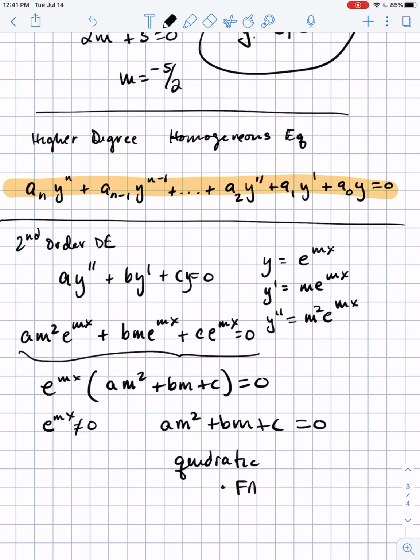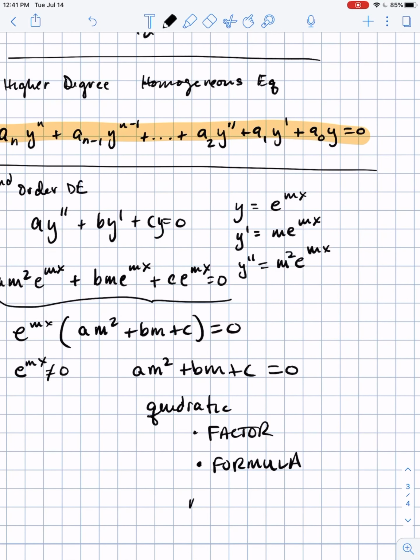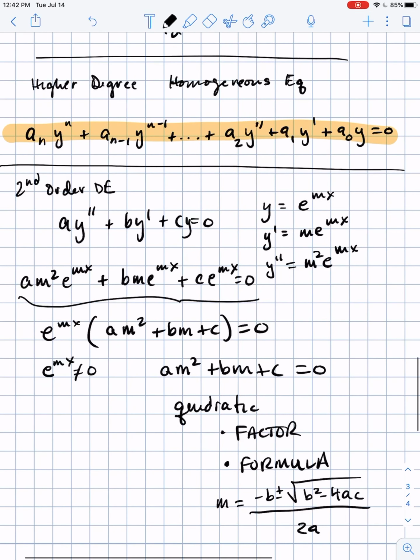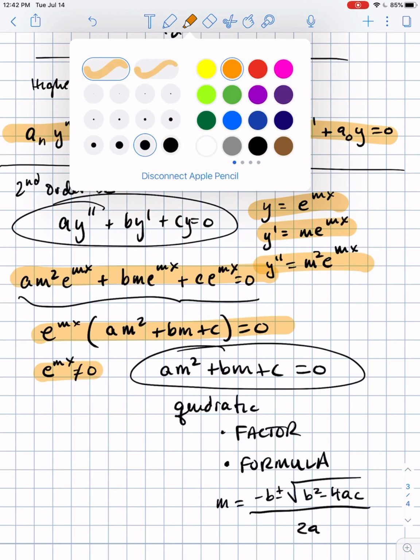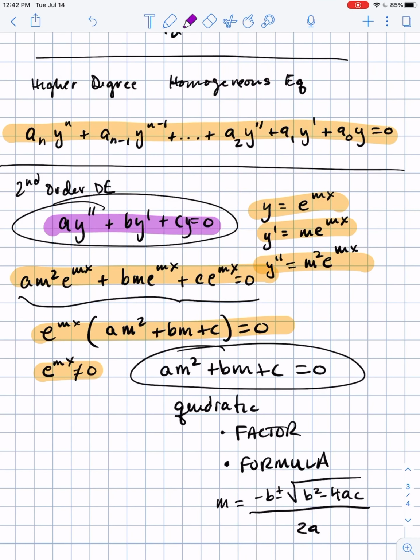And remember, you could factor, or you could use the formula, right? Formula is going to be, in this case, m equals negative b plus or minus square root b squared minus 4ac all over 2a. Okay, so if you notice the setup, you could just skip all of what I did. You don't have to do this every time. You just have to go from purple, right? So that's your equation, to purple and solve that quadratic.